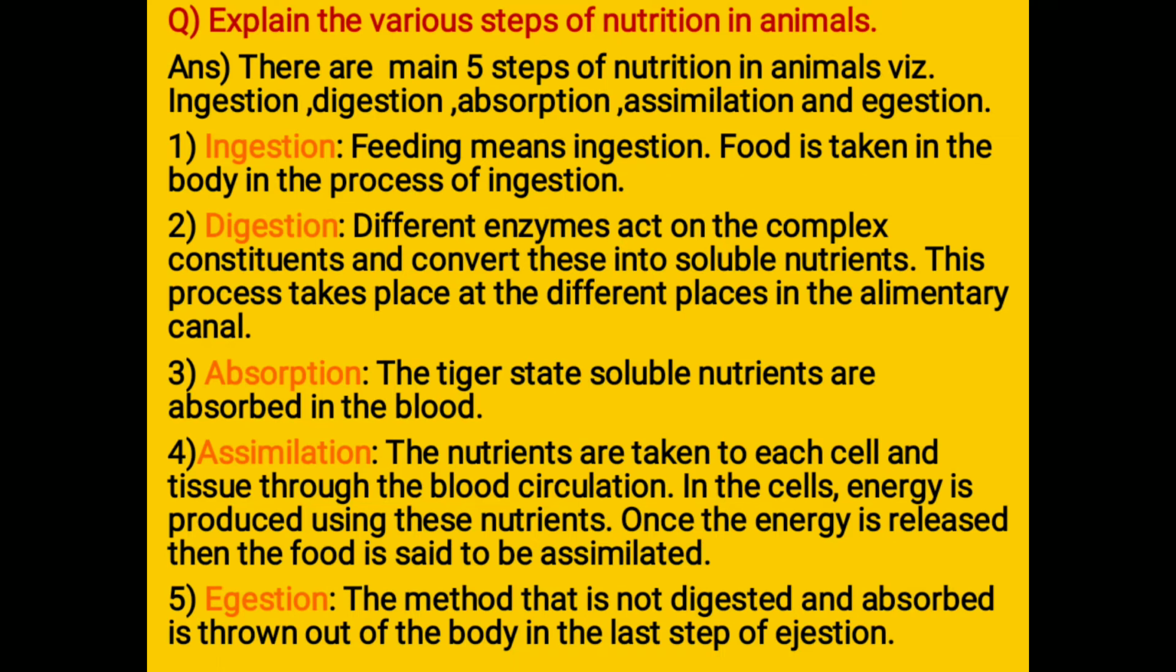Number 4, assimilation. The nutrients are taken to each cell and tissue through the blood circulation. In the cells, energy is produced using these nutrients. Once the energy is released, then the food is said to be assimilated. Number 5, egestion. The food that is not digested and absorbed is thrown out of the body in the last step of digestion.